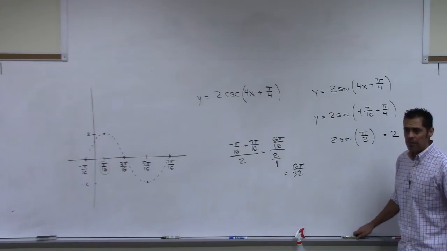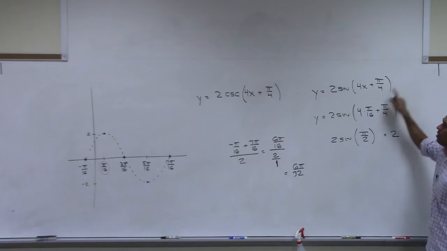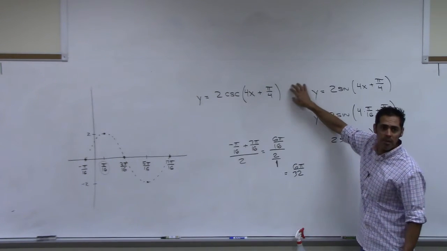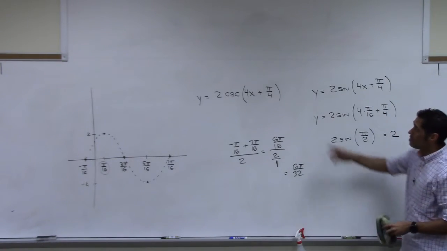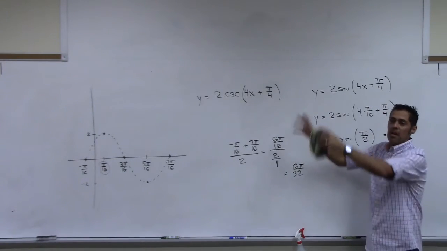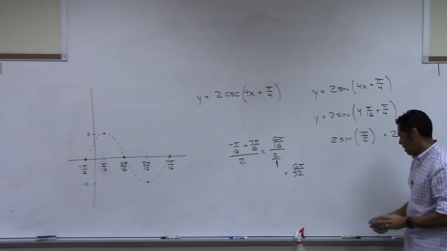Also, I did not have any vertical shifts on this, right? There was no like plus 2 or plus 5 here. This graph is not being moved up or down. If there was something out here, I would just draw this still, and then I'd just move it all up or move it all down.